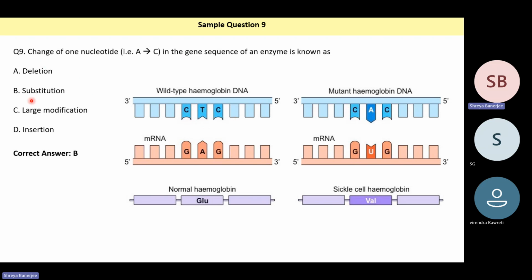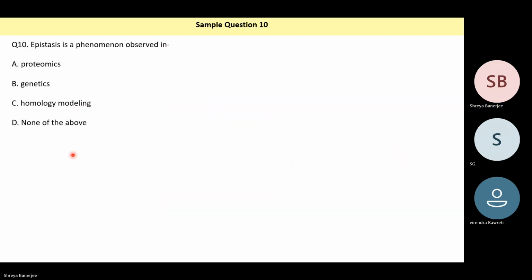That is called substitution. Deletion is deleting a nucleotide. Insertion is inserting a nucleotide. And large modification would include multiple changes. So just changing one nucleotide into another is called substitution. That is option B. And the last question asks, epistasis is a phenomenon observed in what?